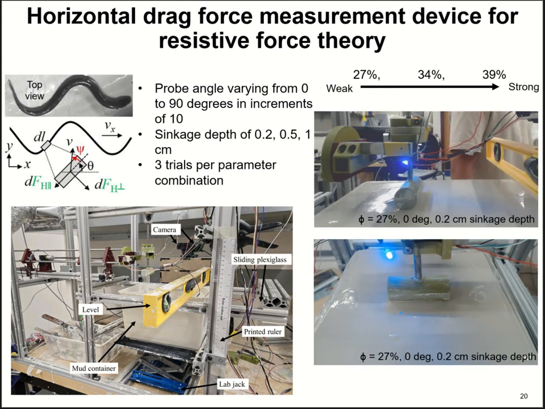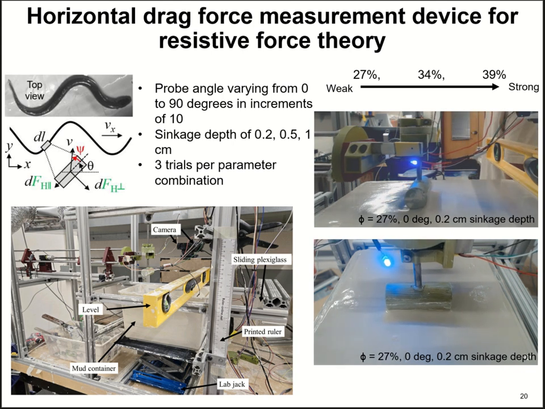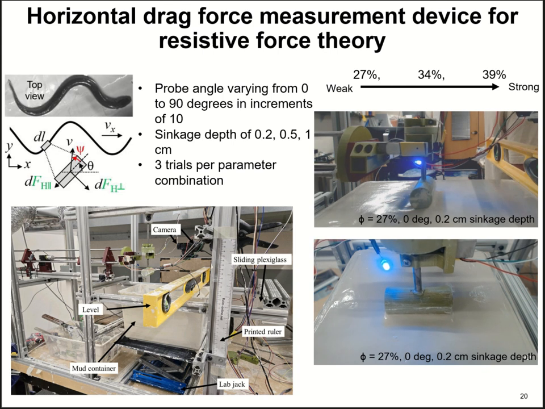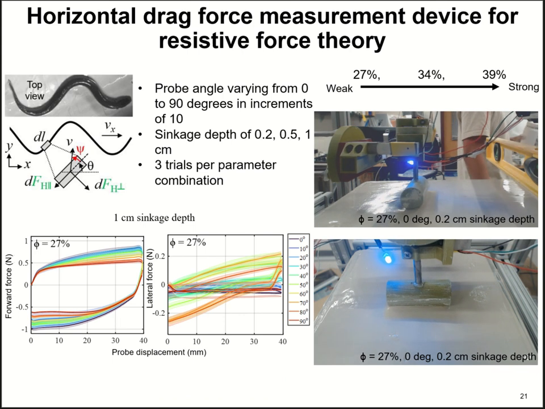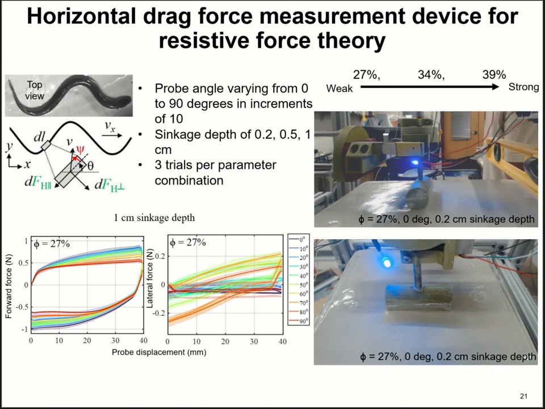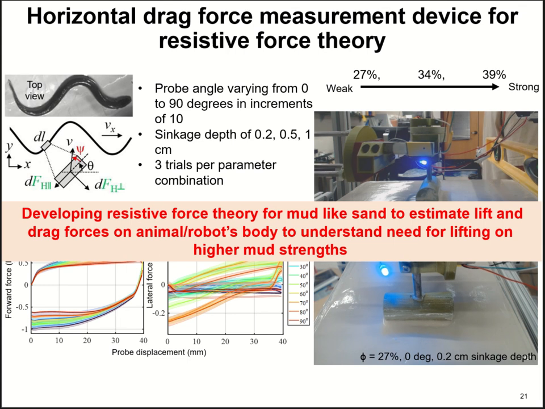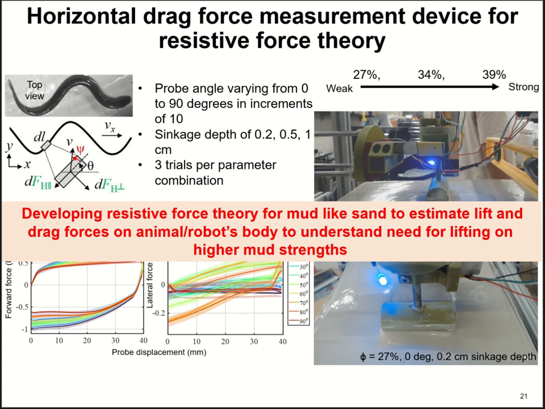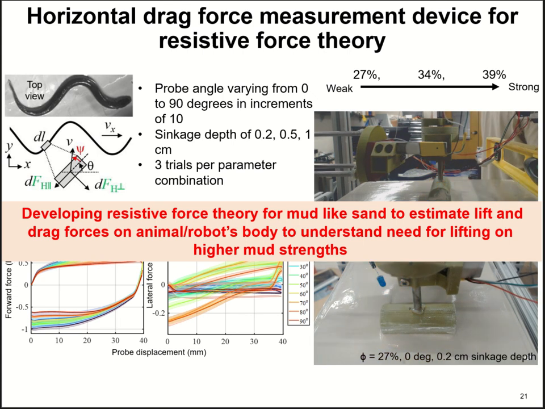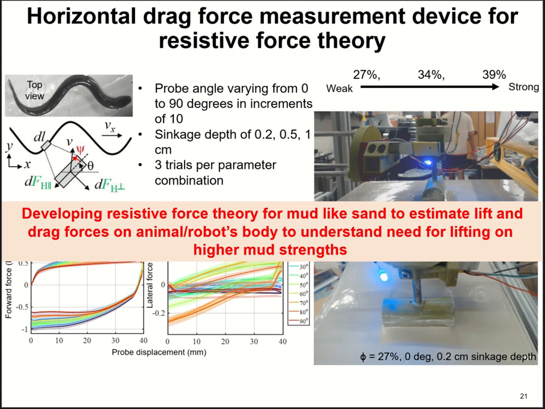And here's an example video for 27% mud strength where the probe is moving at 0 degrees and at 0.2 centimeter sinkage depth. And here are sample figures of the forward and the lateral force that were measured for 27% mud at different probe angles at 1 centimeter sinkage depth. We plan on using these force measurements to develop resistive force theory that will allow us to estimate the forces on the animal's and the robot's body for mud, similar to that of sand, to help understand the need for lifting on higher mud strengths.